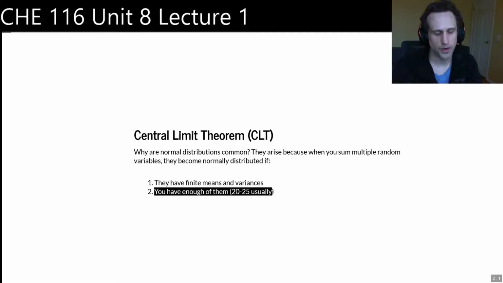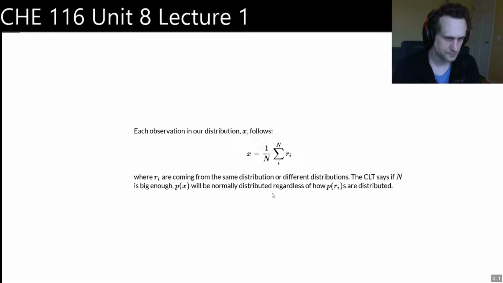Now, this is pretty wild, right? We're saying that any random numbers become normal when you sum them up as long as you have 20 to 25 of them. So let's see some of the consequences and see how this happens. One of the most common ways we sum random variables is if we take the average of them. So the central limit theorem says that if we have random variables, with n being 20 to 25 or whatever, and we compute the sum, that sum of them will be normally distributed.